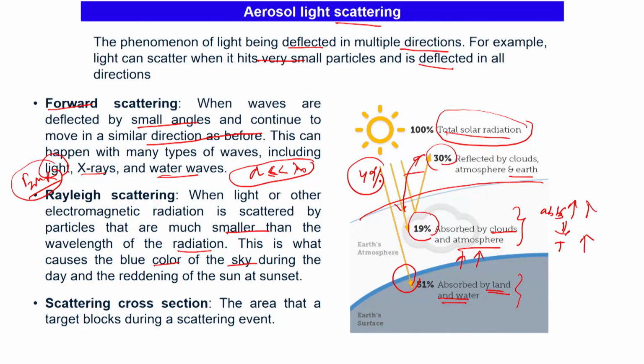Then the scattering cross section is defined as the area that a target blocks during the scattering event. So that is how much area there will be. For example, if it is a sphere, the scattering cross section will be pi r squared.